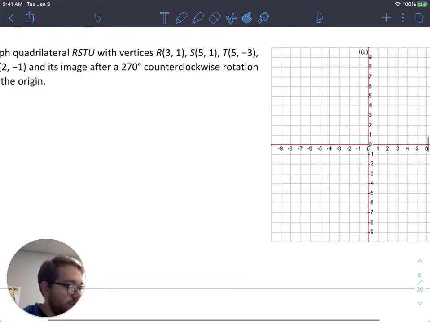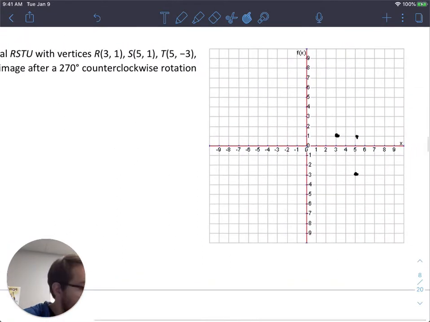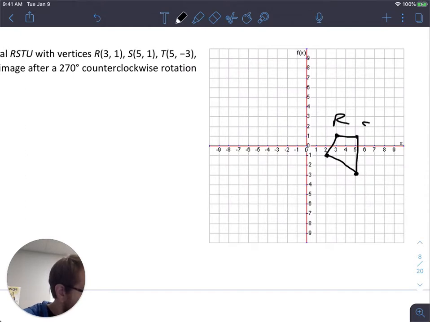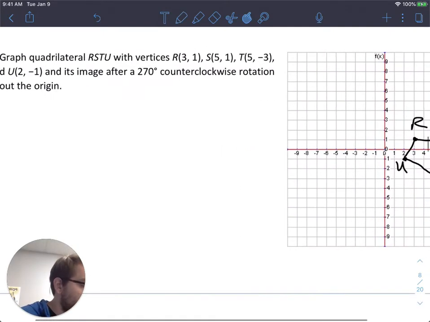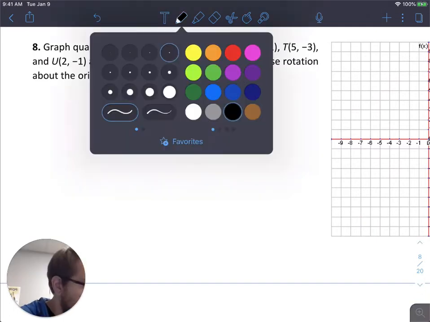So again, I will graph the vertices first. 3, 1, 5, 1, 5, -3. And this last one, 2, -1. So there's R, S, T, U. And we're going to rotate it 270 degrees counterclockwise about the origin. So I'm going to do the same thing I did in number 7. I'm going to use my coordinate rules to figure this out.